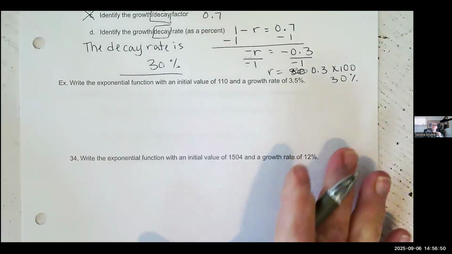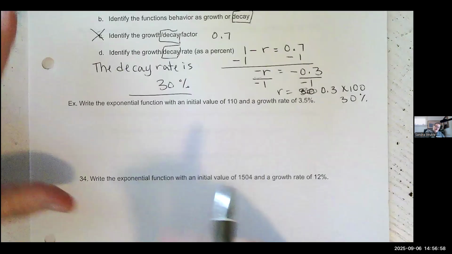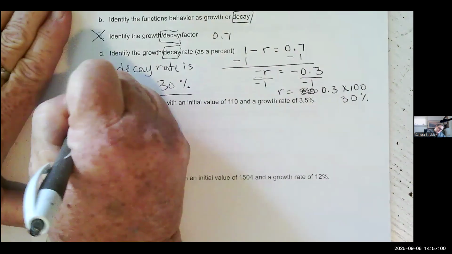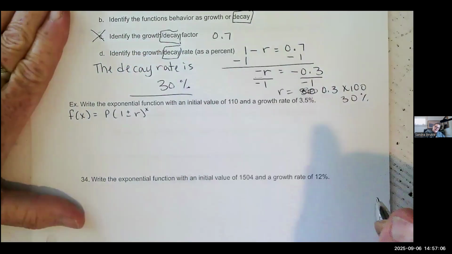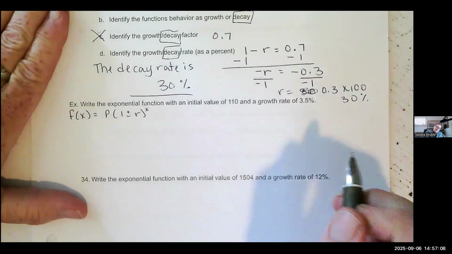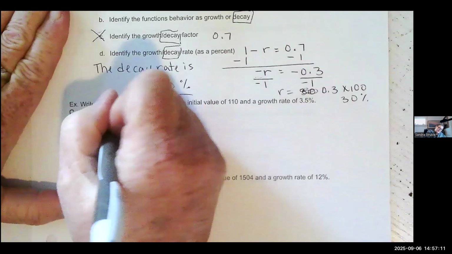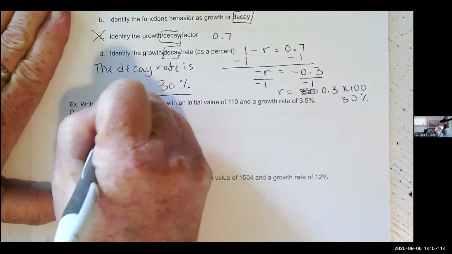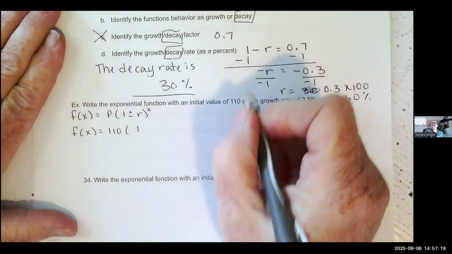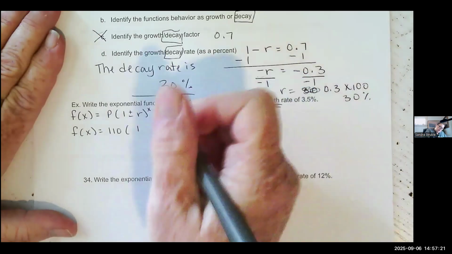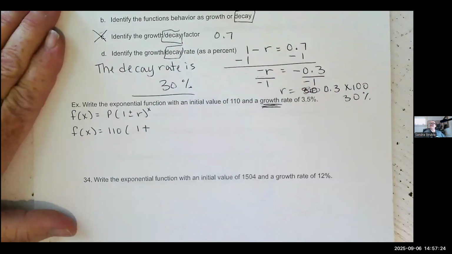The next piece of it is we're going to learn to write exponential functions. We're going to learn to write these given f of x is P times 1 plus or minus r to the x. Okay. So our initial value is 110. That is our P. Now, are we growing or are we decaying? Well, they're telling us it's growing. Because they're telling us it's growth, we know we're going to add the rate in decimal form. The rate is currently 3.5%.